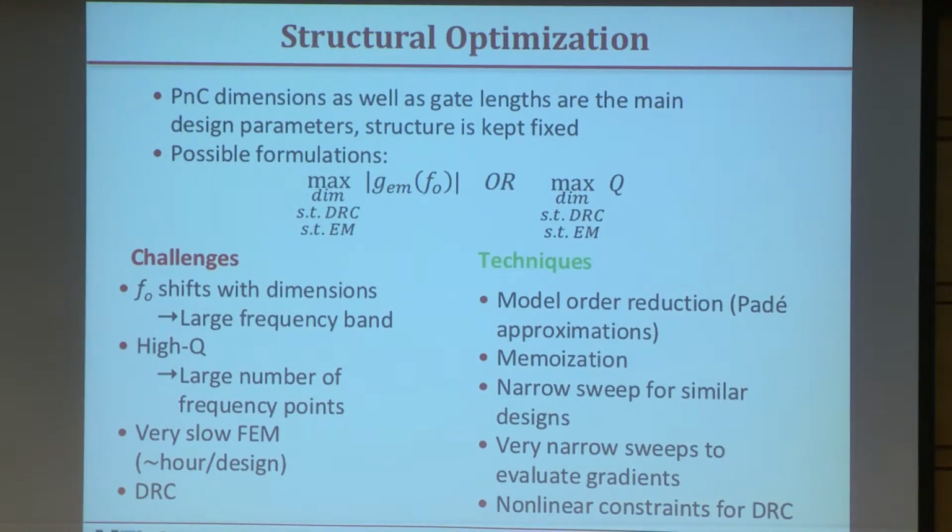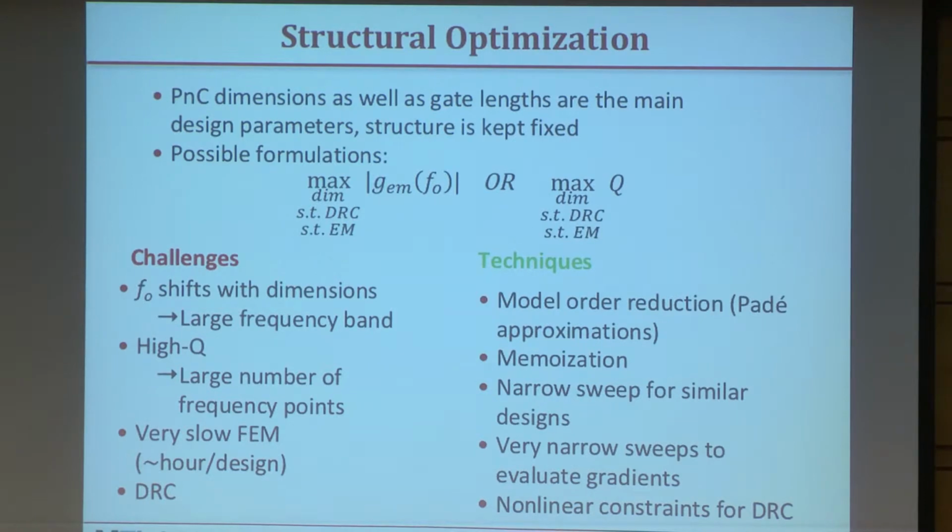And if we put that into an optimizer that will evaluate the objective function hundreds and hundreds of times, we can never finish. So working with Luca Daniel, we came up with several techniques to address this problem. The first technique is using model order reduction through Padé approximation. This is about finding an approximation for the transfer function. Instead of solving at each frequency point, we can just approximate the solution like when you do with Taylor series around certain points, and that would be enough.